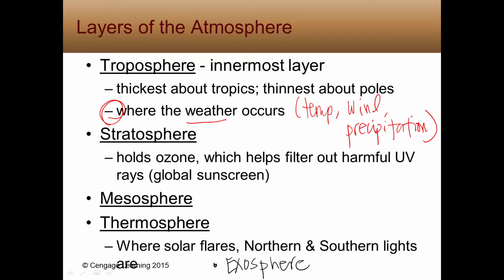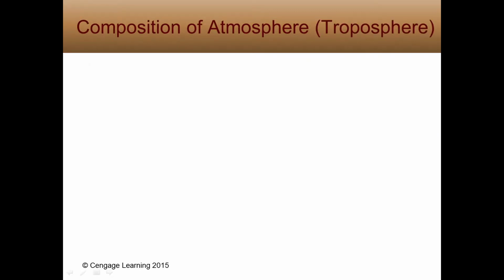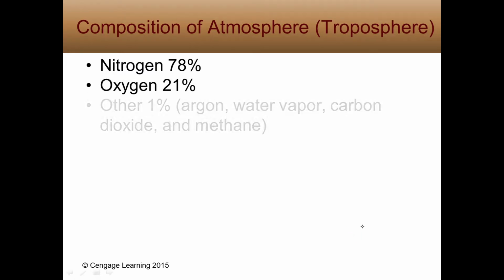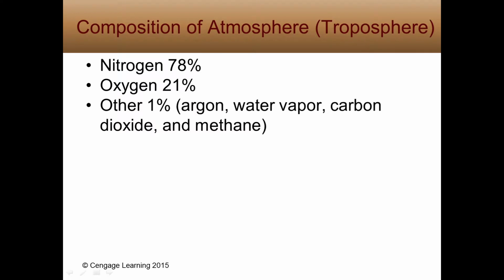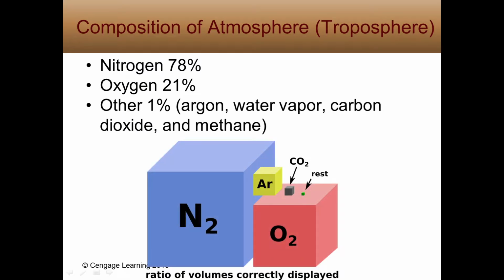Number 3 asks about the composition of the atmosphere. Most of it is nitrogen, which is an inert gas in its diatomic form. We breathe it in, we breathe it out. We breathe in that oxygen, we use it, and then we have a mixture of other things, including water vapor, CO2, and methane. Remember you can always pause me if I'm going too fast.